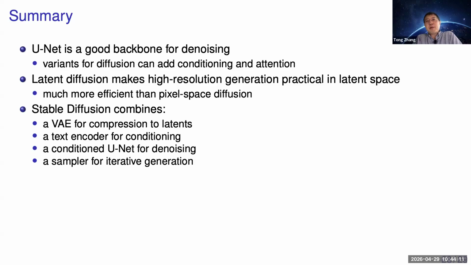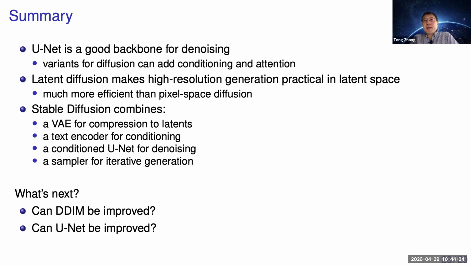Stable Diffusion has a few things which we mentioned: the VAE for compression to latents, the text encoder for conditioning, and the conditioned UNet for denoising. We talked a little bit about how this conditioning is implemented for this particular UNet design, and a sampler for generation.